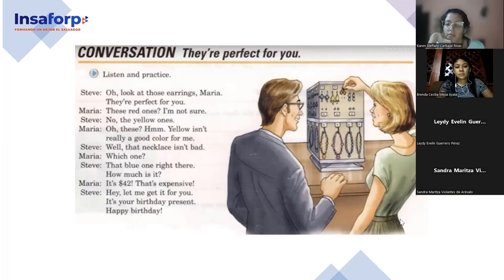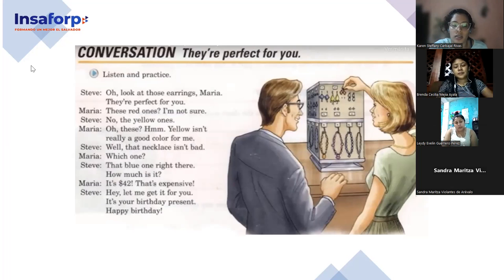Hector, you are going to be Steve. And Karen Stephanie Carvajal, you are Maria. Ready? Let's begin. Oh, look at those earrings, Maria. They're perfect for you. No, the yellow ones.